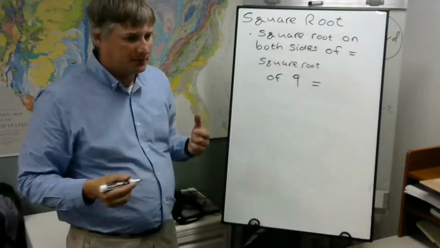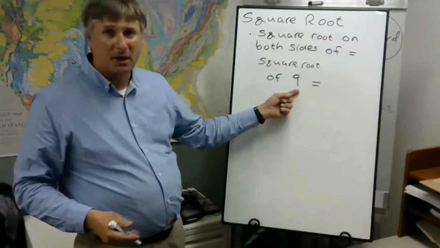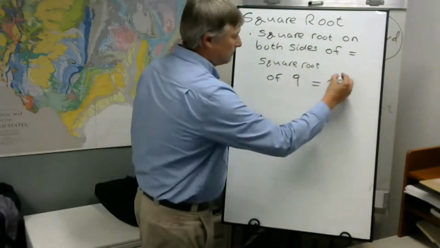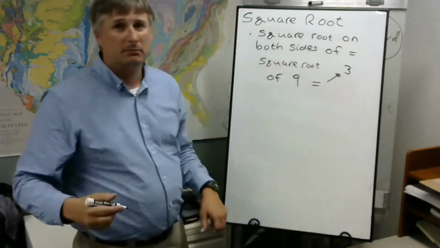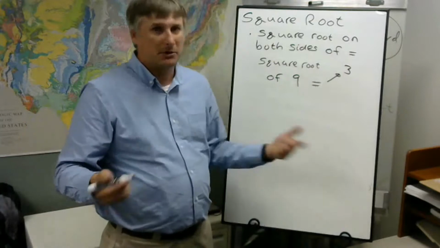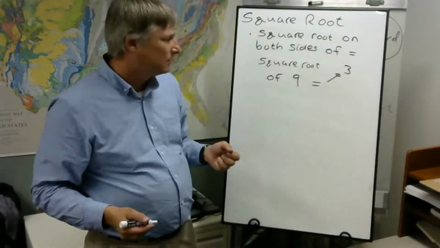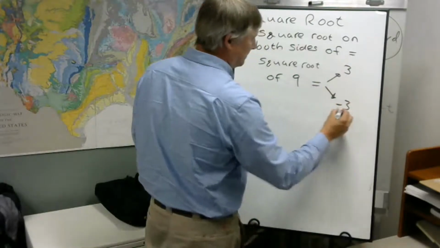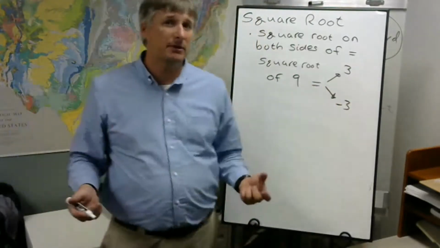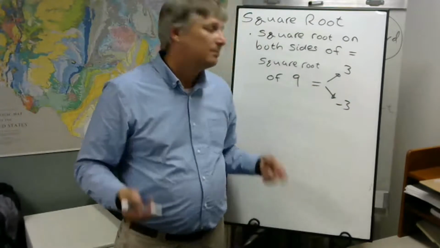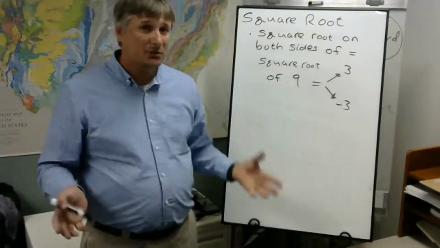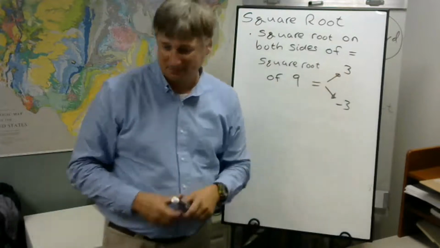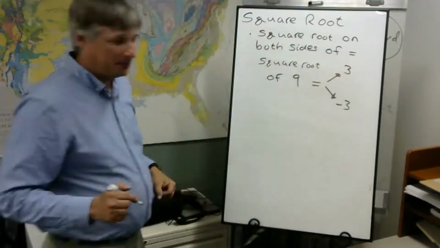Because remember what a square root is. A number times itself gives us 9. So what number times itself gives us 9? Well, one possibility is 3, because 3 times itself, 3 times 3, is 9. There's another possibility. Negative 3, because negative 3 times itself is positive 9. So when we take square roots, we have to consider there's a positive result and a negative result. So let's take a look at an example.